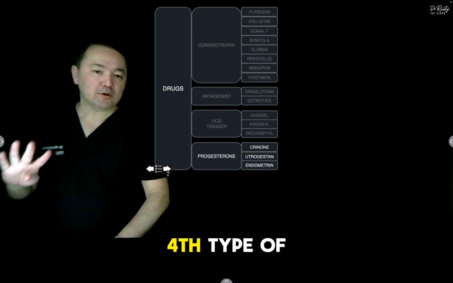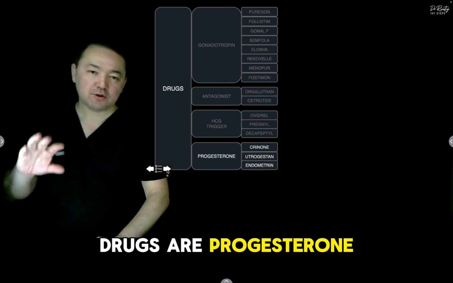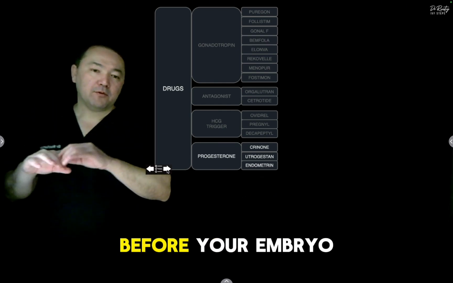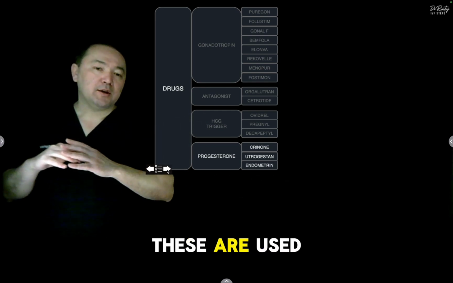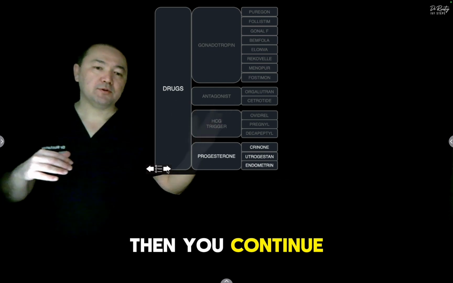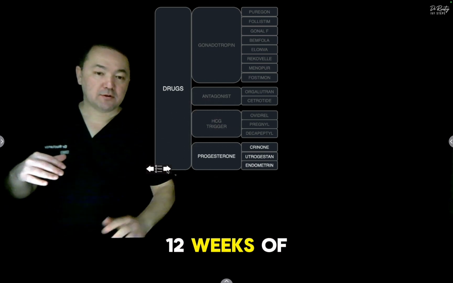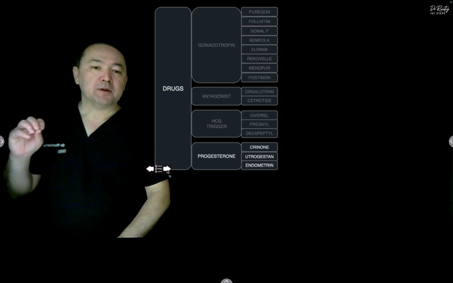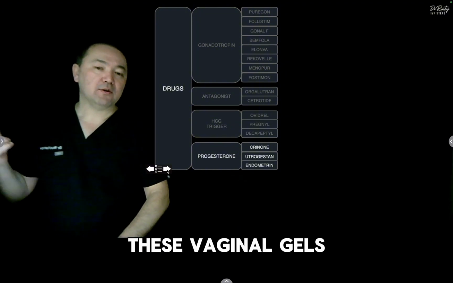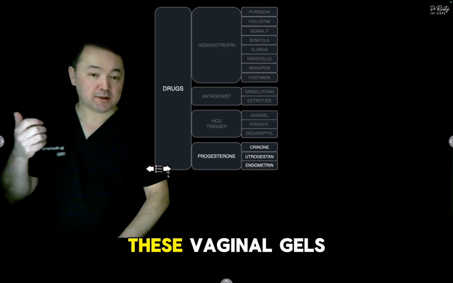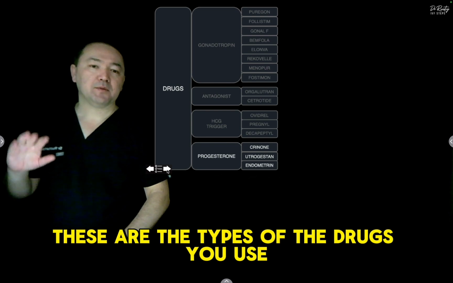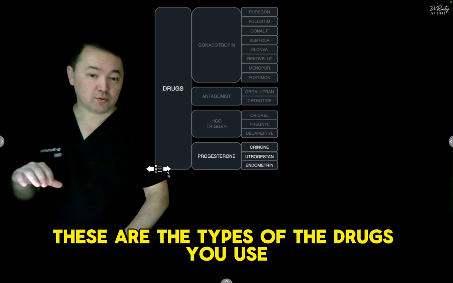And the fourth type of drugs are progesterone. These are used for luteal phase support. These are used before your embryo transfer, and you continue until your pregnancy test, and if you're successful then you continue until 7 to 12 weeks of your pregnancy generally. So these are Crinone, Utrogestan, Endometrion, Oripro. These are all vaginal gels and vaginal tablets, which are progesterone drugs. Okay, so these are the types of drugs you use.